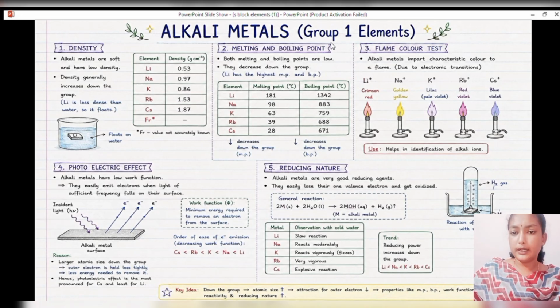Then if you see melting and boiling point, both are low, and they decrease down the group. You can see the values here. As you go down the group, the melting point decreases. As you go down the group, the boiling point is also decreasing.